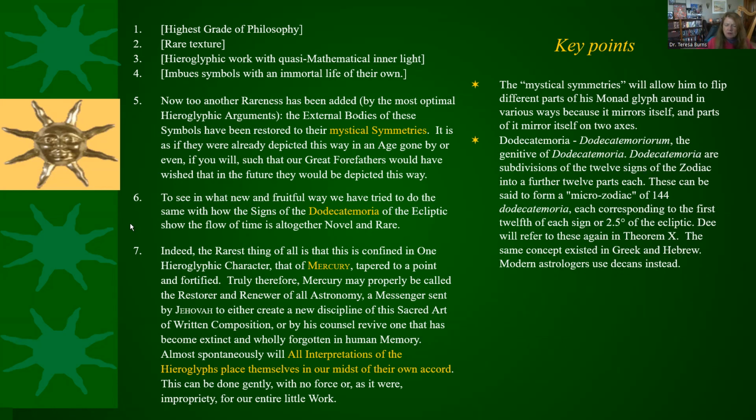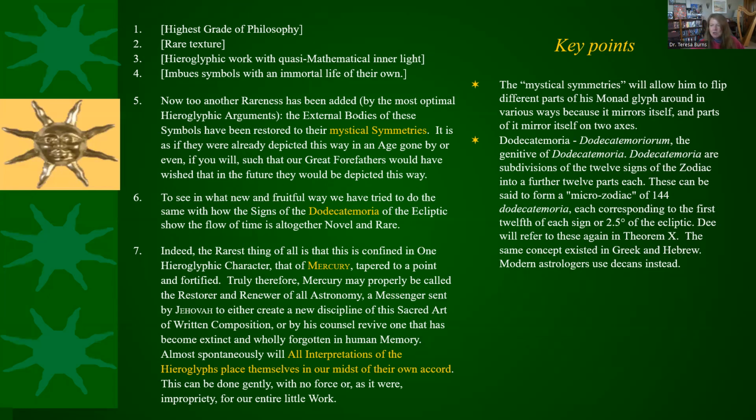To see in what new and fruitful way we have tried to do the same with how the signs of the dodecatemoria of the ecliptic show the flow of time is altogether novel and rare. What is this word? Well, first of all, it's been mistranslated constantly. What it is something called the dodecatemoria. It's a Latin word, very difficult to pronounce. It's the genitive form of a word that is associated with the dodecahedron in English, the dodecahedron being the secret, most sacred shape, the shape of the universe in Plato.